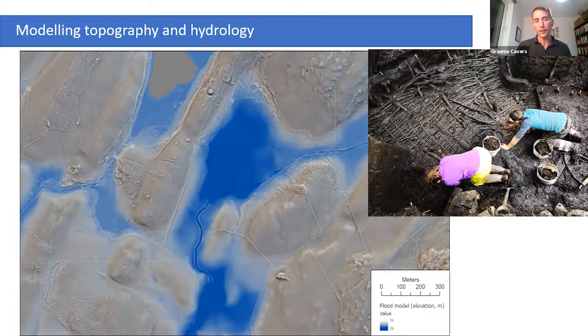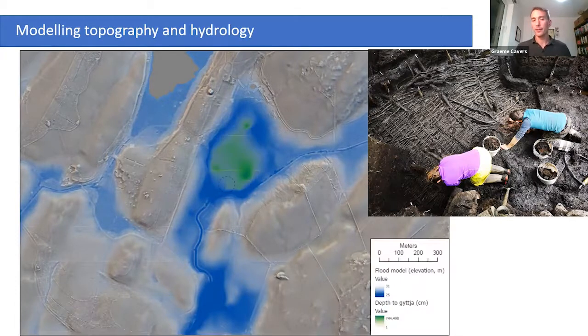And when we do that, and we combine it with things like coring data that we have from the sediments around the site, we're able to establish that this site was probably built on a kind of peatland promontory jutting into a small loch here. So you can see this three-dimensional data just allows us to visualize what that wetland landscape might have looked like at the time of the site's occupation.